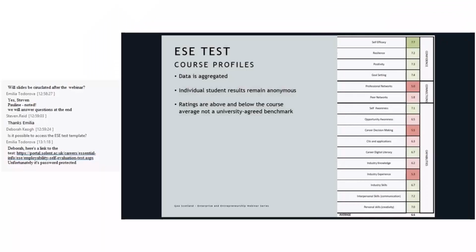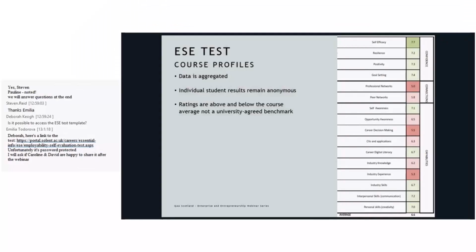But again, there's some really positive things. Self-awareness is quite high. A lot of students are very, very good at reflecting, at being aware of their strengths and weaknesses. Even though industry experience might be a little bit low, quite a few are good at assessing their industry skills. Okay, well, I've got the skills and some of the knowledge that I need to help take things forwards. So bring on the work experience and I can make that happen.